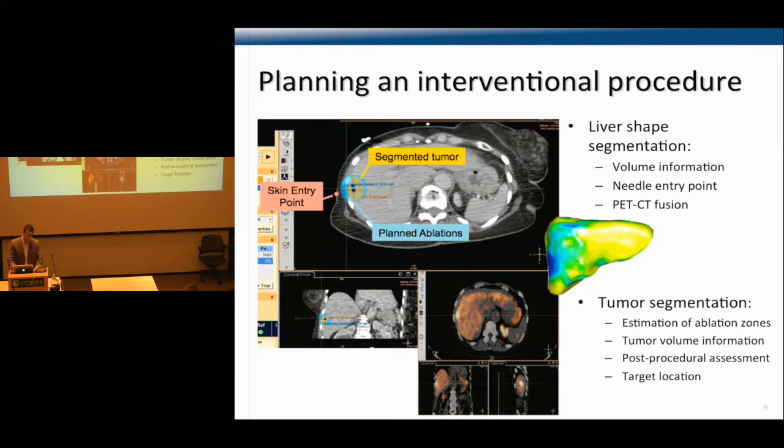Another technology we're working on is tumor segmentation, which could give an estimation of the ablated zones and automatically give an estimate of the number of ablations needed to cover the entire tumor. It's also of good value for post-procedural assessment, to see if there's recurrence of the tumor or if the ablation covered the entirety of the tumor. It's a good tool to quantify if there's any residual tumor after the procedure.